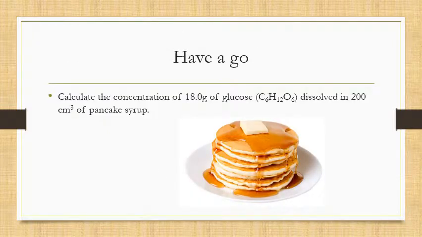So now you have a go. Calculate the concentration of 18 grams of glucose, C6H12O6, dissolved in 200 centimeters cubed of pancake syrup. Okay, let's see what the answer is.